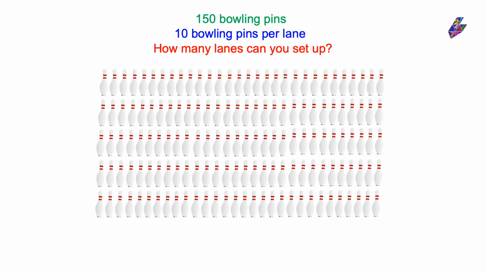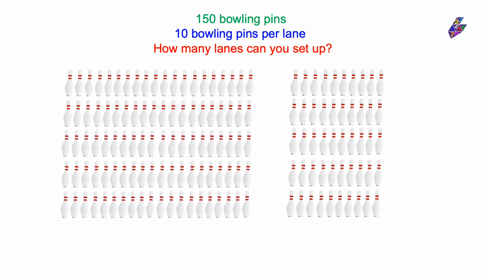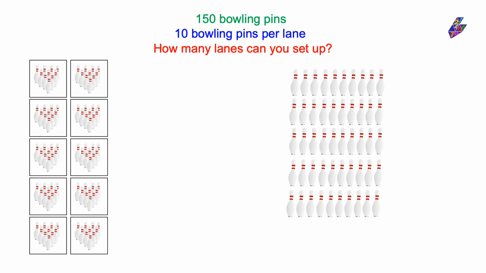We'll look at two strategies for how you might have worked this out. Compare your strategy to each one and think about the advantages and disadvantages. You might have thought about facts you already know again, and known that 100 of the bowling pins would mean that you could set up 10 lanes, because you know that 100 divided by 10 is 10, or that 10 groups of 10 is 100. Then you might have counted in groups of 10 from there.